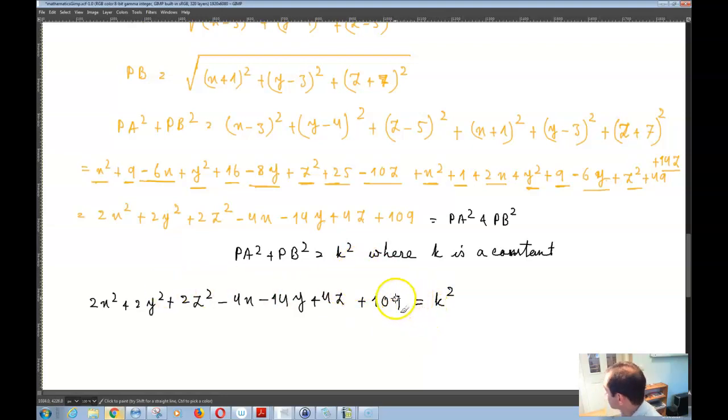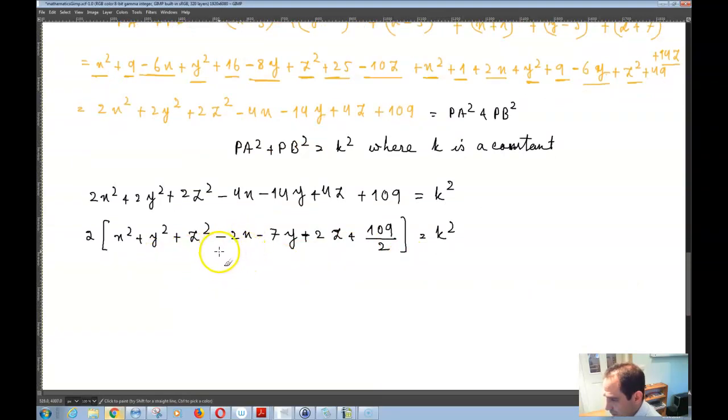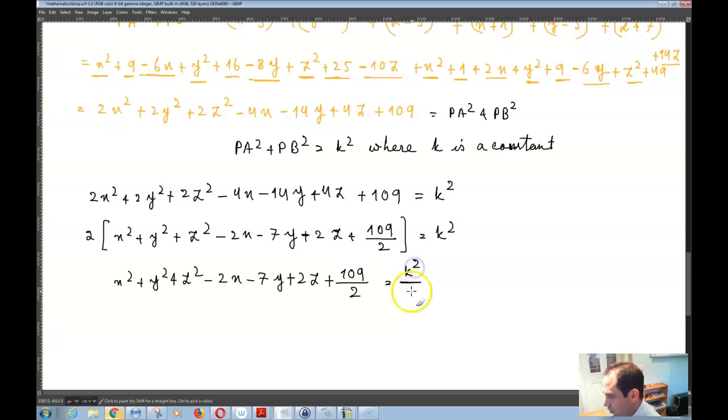Now I can divide this equation by 2, meaning that I can take a 2 out here. 2 times (x squared plus y squared plus z squared minus 2x minus 7y plus 2z plus 109 halves) is equal to K squared, which means that x squared plus y squared plus z squared minus 2x minus 7y plus 2z plus 109 divided by 2 is equal to K squared divided by 2.